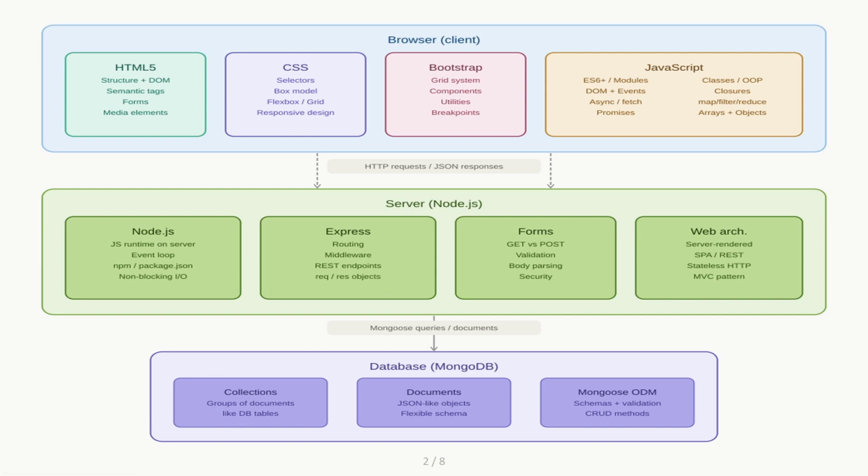And then Mongoose is the object document mapper, and so that gives the schemas, the validation, and methods like find, save, and delete. And so Mongoose is actually how the server communicates with the MongoDB. So that's the whole stack. A pretty high-level overview of how they all interact with each other.